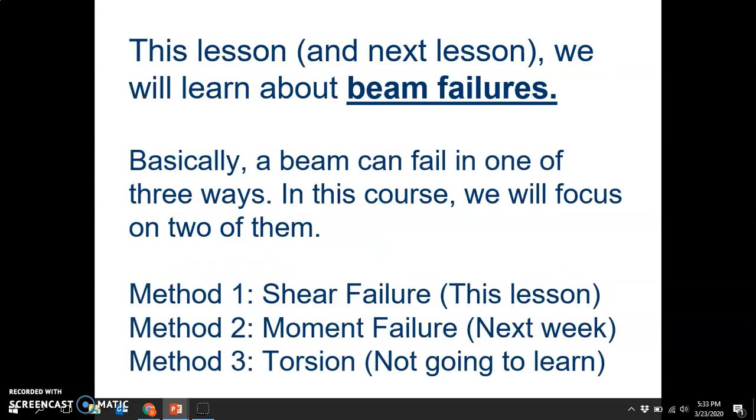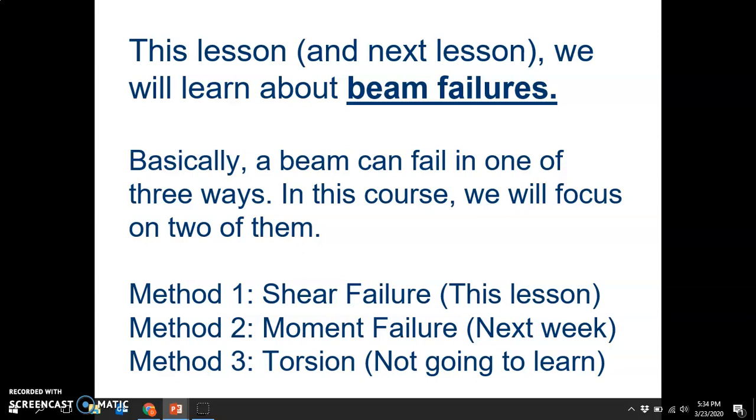This lesson and next lesson, we will begin to learn about beam failures. What makes a beam fail? Well, basically, a beam can essentially fail in one of three ways. In this course, we will learn two of those ways. The first method of failure is what we call shear failure, and we're going to get the introduction of that in this lesson. Shear failure is essentially the force applied is so strong that the beam will just snap in half.